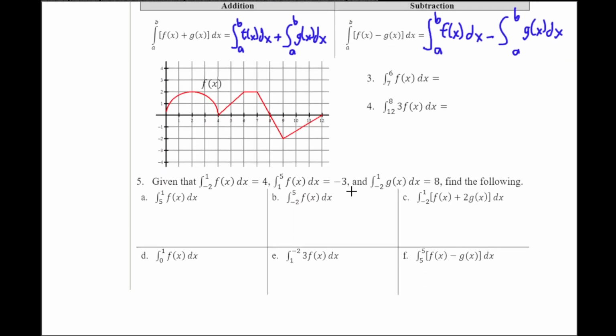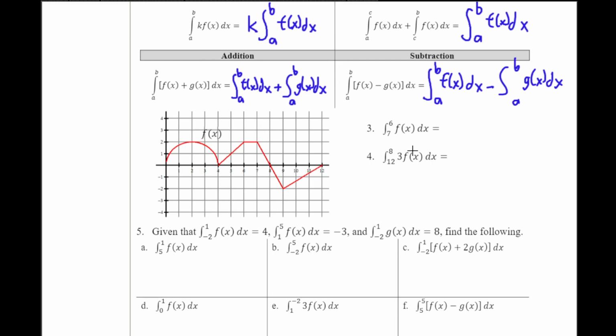Let's go to this example right here, question 3. So the integral is from 7 to 6 f of x dx. The first thing we want to do is rewrite it so it's the lower number on the bottom and the higher number on top. So it's negative integral 6 to 7 f of x dx. So what's the integral from 6 to 7? From 6 to 7, that's just a rectangle or two squares, so it's 2. And there's a negative in front of it, so it's negative 2.